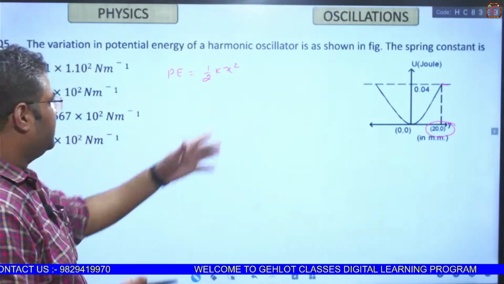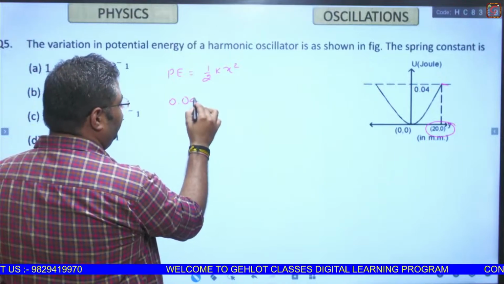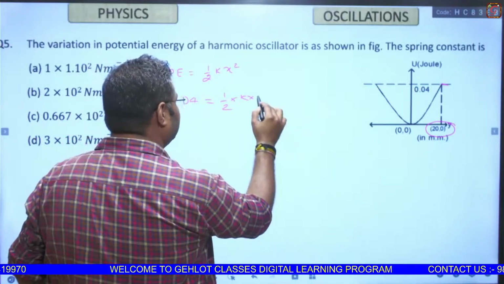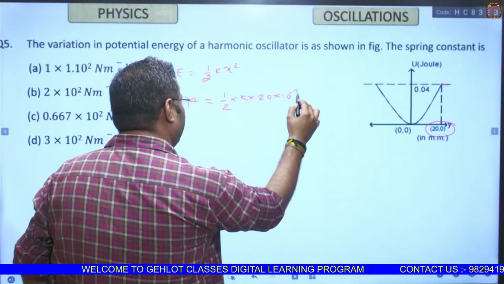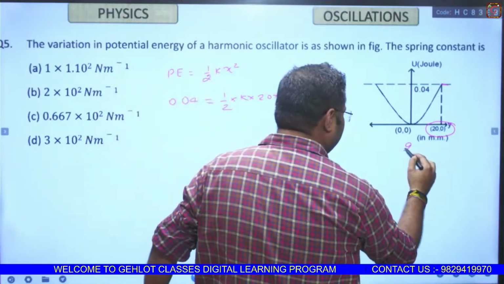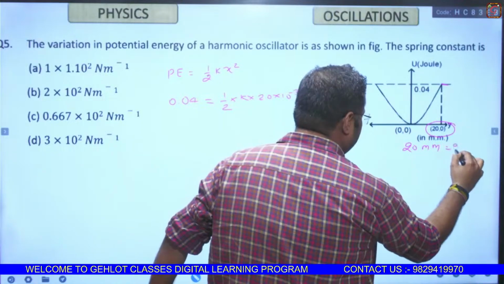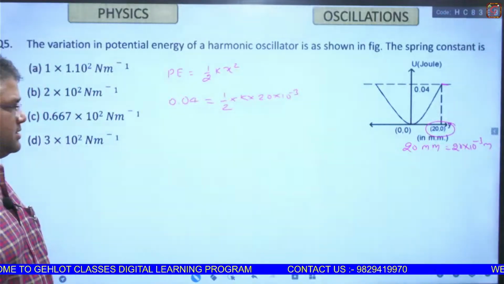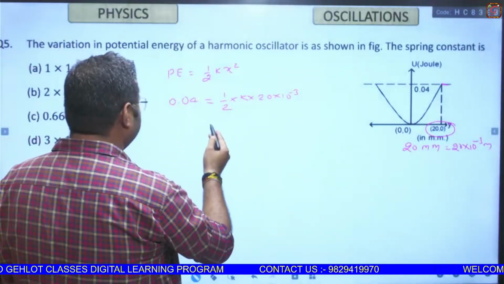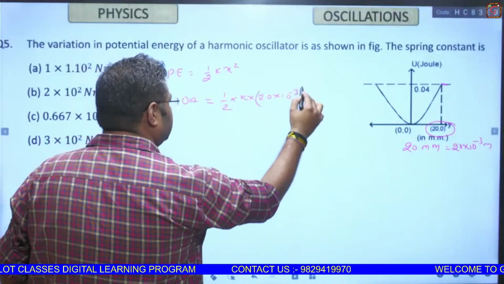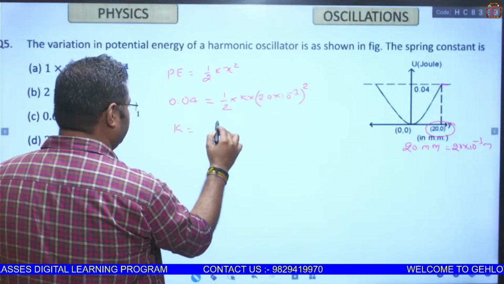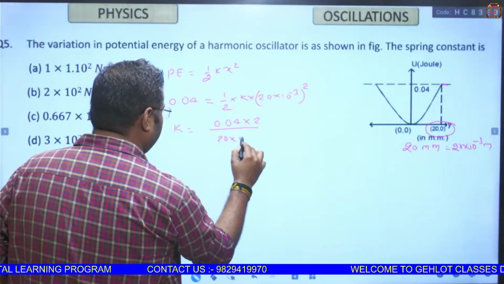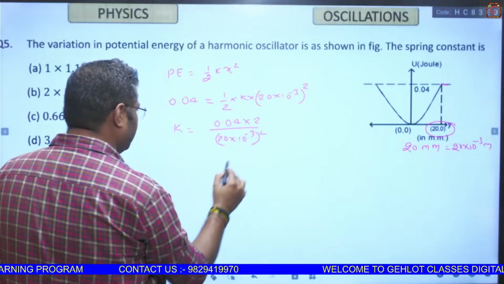The value of U is 0.04, which equals half into k into x square. The value of x is 20 into 10 to the power minus 3. See, the value given here is 20 mm, which is equal to 20 into 10 to the power minus 3 meter. So from this equation, k is equal to 0.04 into 2 divided by (20 into 10 raised to the power minus 3) whole square.